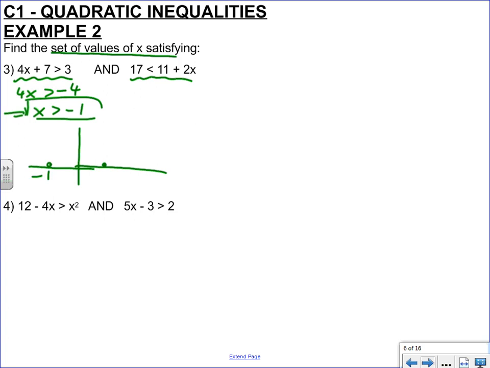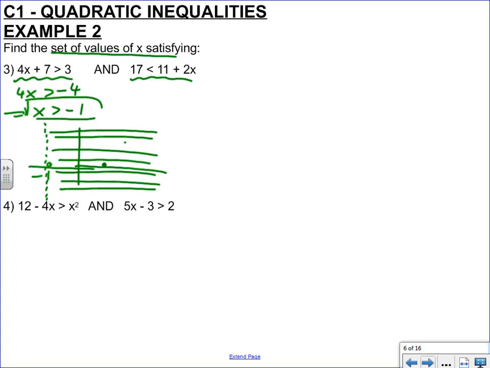Minus 1's over here anyway. So dotted line there, and then greater than minus 1 is everything to the right of minus 1. You can see it, can't you? Every single point here, x is greater than minus 1, here x is greater than minus 1, so everything is shaded. Now, let's look at this second one.